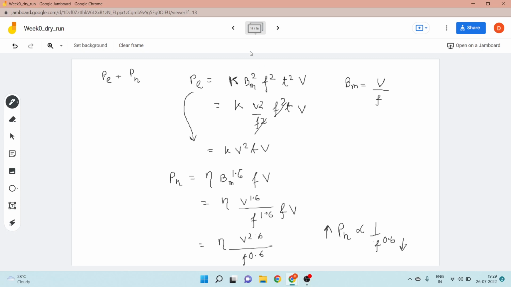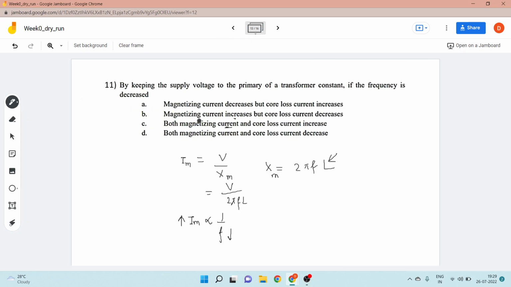Now let's go back to the question. Basically here the magnetizing current was increasing, and so does the core loss. Among the core loss, the hysteresis loss was increasing. The eddy current loss was constant. So the answer will be option C.